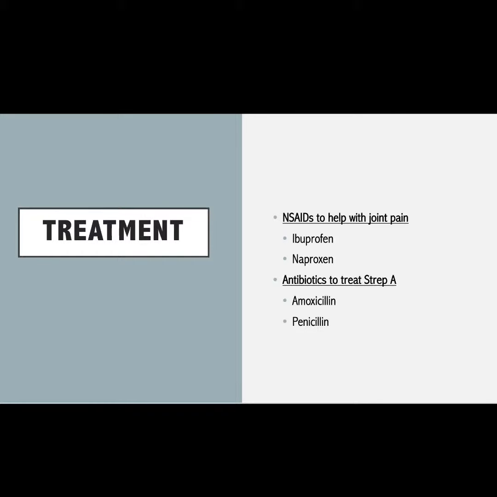So what can we do about it? We can treat with NSAIDs to help the joint pain, like ibuprofen and naproxen, but as we discussed before, it responds poorly to moderately to these. We would also want to make sure that we're actively treating the strep infection or make sure that it was previously treated, and that would be with something like amoxicillin or penicillin.